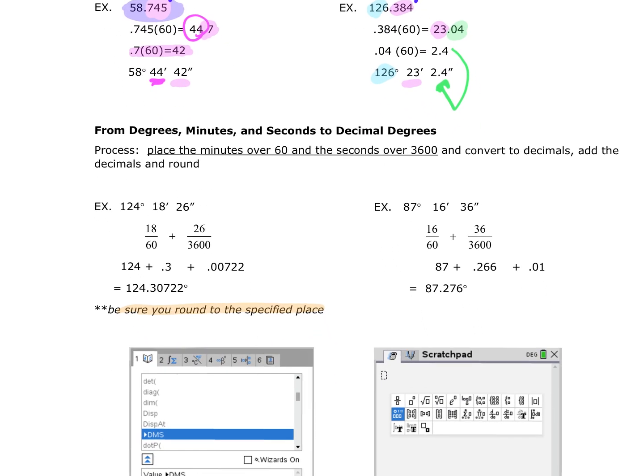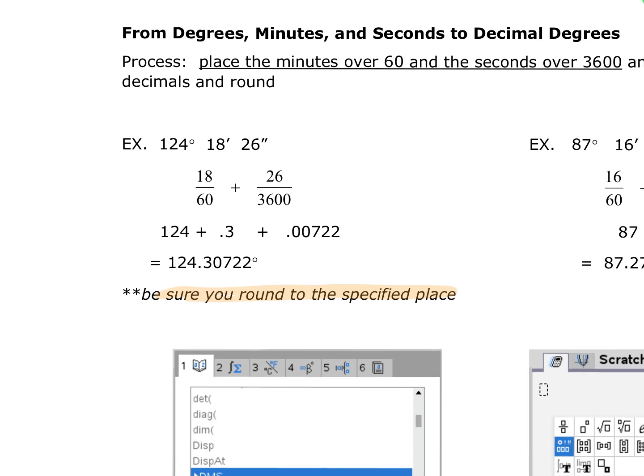If we're going degrees, minutes, seconds, so notice what we have here. 124 degrees, 18 minutes, 26 seconds. If we want to convert to decimal degrees, guys, you've got to make sure you have your float 12 on, because on your My Math Lab that you're going to do to practice with this, it's asking for like 4 places after the decimal. And a couple people in my first period class, they weren't getting the right answer because they weren't rounding to the right place.